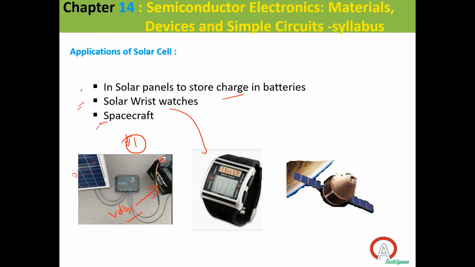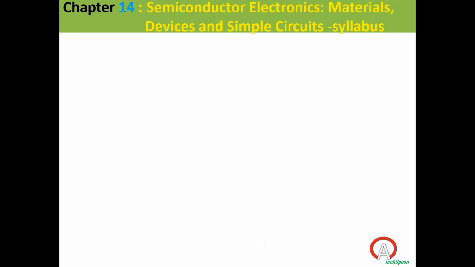These are the three important applications of photovoltaic cell or solar. Solar cell is a kind of photovoltaic cell. A very important example of photovoltaic cell is solar cell. Okay, so these are the applications. So I think we have finished LED, photodiode, photovoltaic cell.